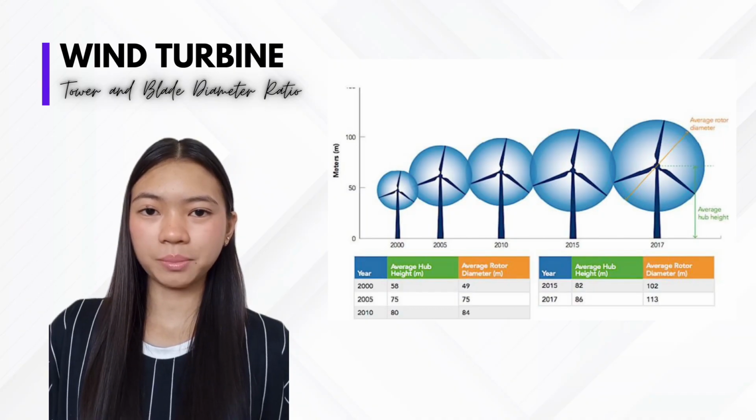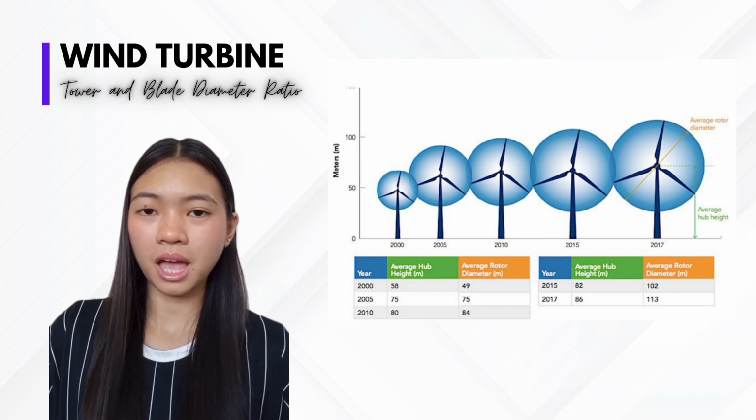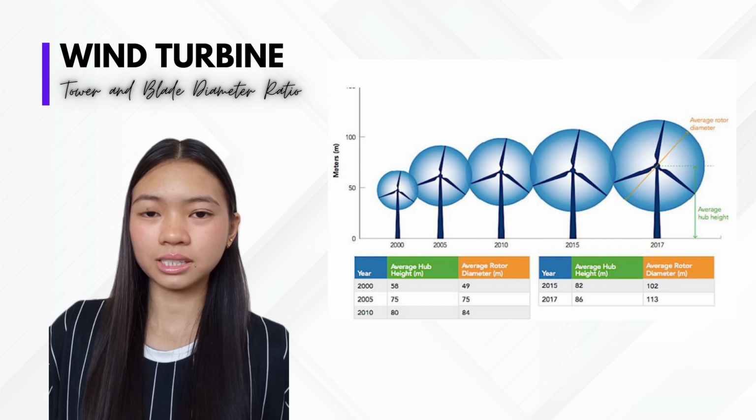Tower and blade diameter ratio. Dito po sa table, makikita yung mga ratio of nowadays design regarding the height of the tower and the diameter of rotor. Kung mapapansin po noong year 2000 and 2005, mas maliit ang rotor diameter kaysa sa hub height. But nowadays, engineering designs are definitely improving. Dito po mapapansin sa year 2015 is nagsimula na po na lumaki yung average rotor diameter kaysa sa hub height.